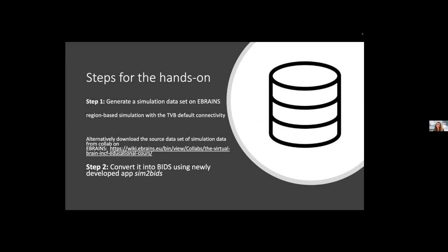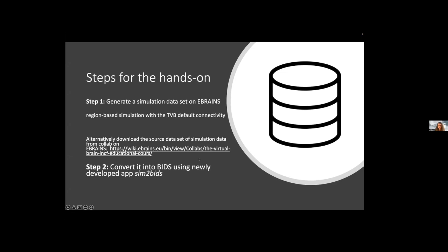And now we're going to go directly into the hands-on. In order to have a minimal data set, because of privacy reasons and so on, we're just going to use the default connectivity of TVB, and we're going to generate our minimal BIDS data set on our own on eBrains. So you will have it directly. We will do as if we have a small study that we are performing on eBrains, and then we will have all the files for that study, and we're going to put it via the app in the BIDS standard.